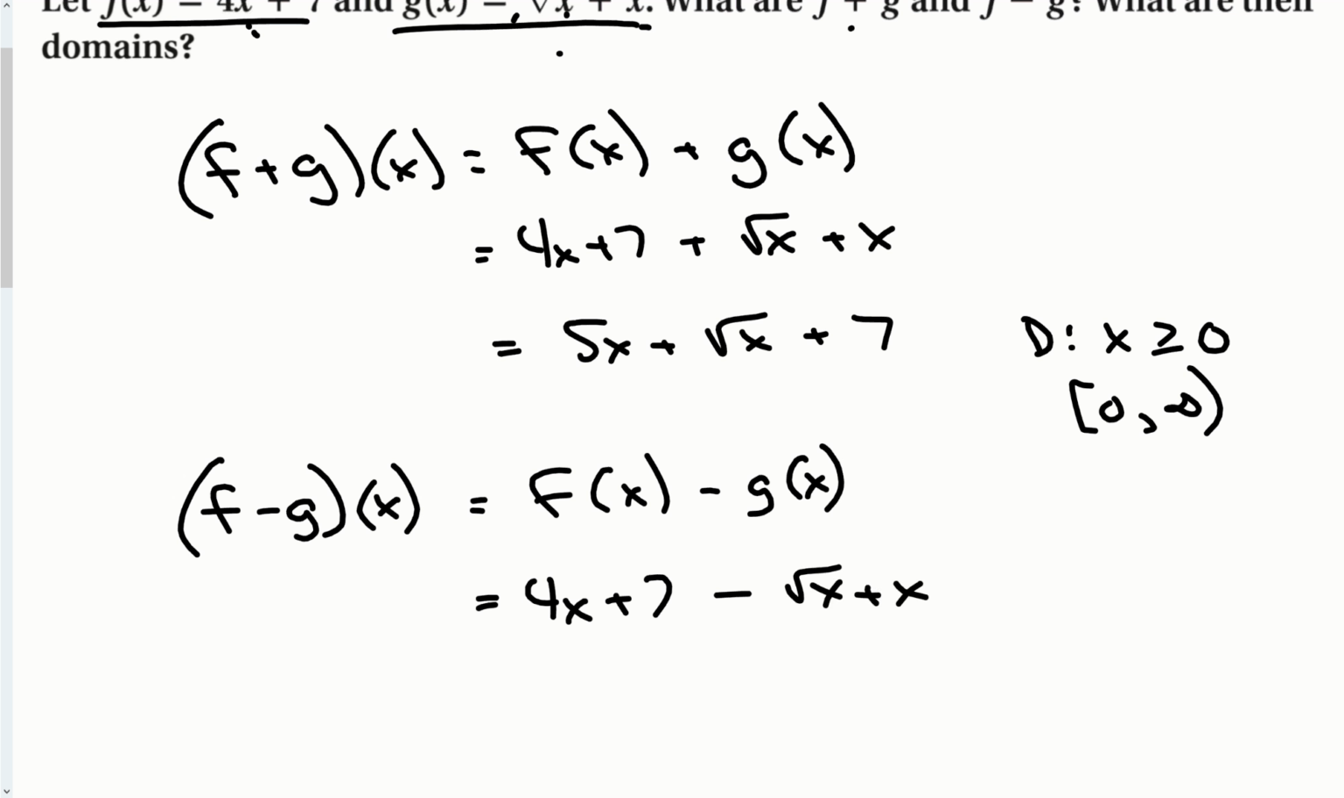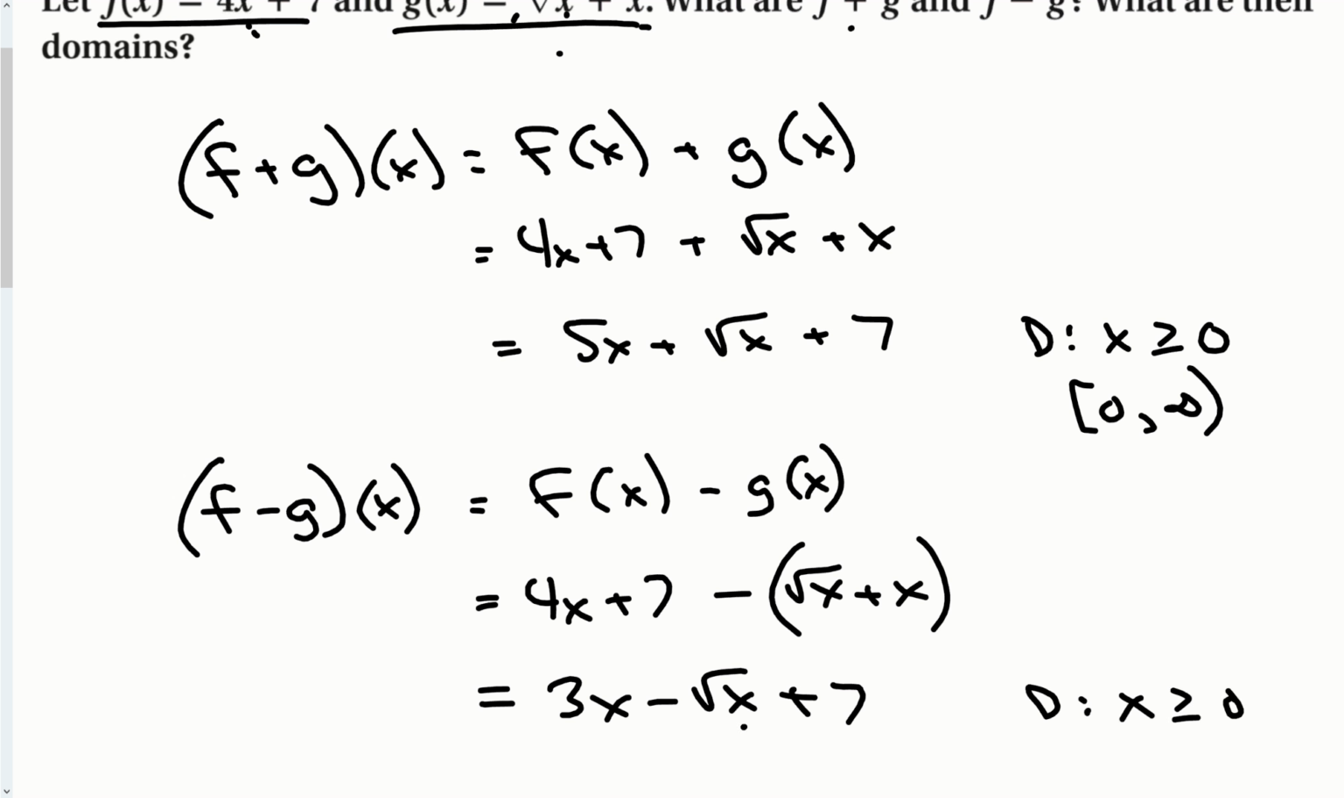Technically, that's not right because you should have to subtract the whole thing, which means we have to distribute the negative, which means instead of 5x there, we're getting 3x minus the square root of x plus 7. And the domain, again, is that x has to be greater than or equal to 0. Right? What's the limiting factor? That thing. The part of the function underneath the radical cannot be negative. So that means that x has to be greater than or equal to 0.